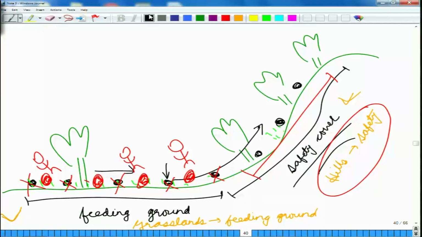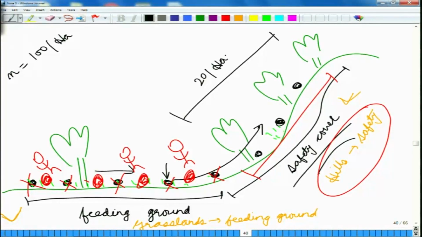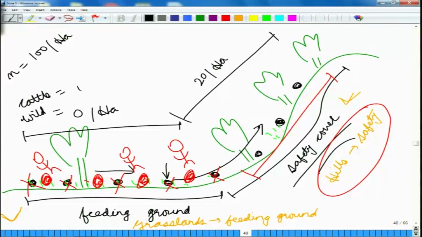Now, what would happen after a while is that we would conduct a census of the animals, and then we would say that in the case of hills we saw some animals, and say earlier we had number of wild animals as 100 per hectare. Now, we would say that in the hills we saw animals at the rate of 20 per hectare, and in the grasslands we did not have any of the wild animals. So, wild animals is 0 per hectare, but cattle is say 100 per hectare.